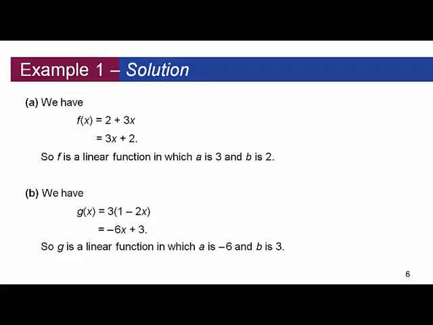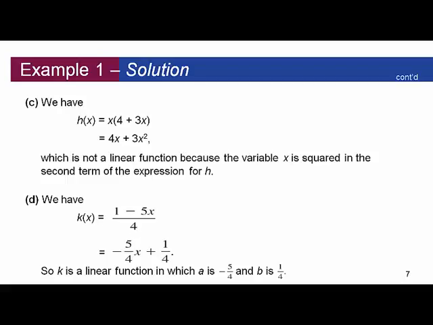For the next one, we have to actually do the distribution, right? Multiply through by 3, then move things around, and we get negative 6x plus 3. And of course, a is negative 6, b is 3. So both of those are linear. Then we move on to c.